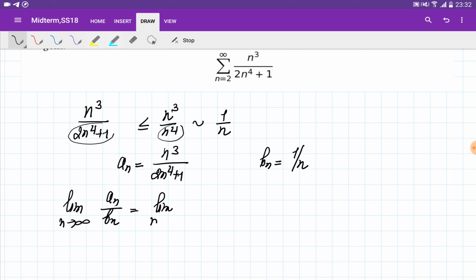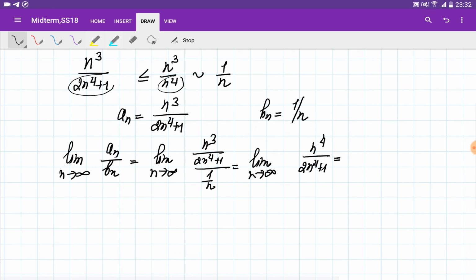So let's find this. Limit as n goes to infinity. It's going to be n cubed divided by 2n^4 plus 1, divided by 1 over n, right? So 1 over n goes up, and I can multiply this by n. So this is going to be the limit as n goes to infinity of n to the power of 4 divided by 2n to the power of 4 plus 1, right? So I can divide both numerator and denominator by n^4, and this is going to be the limit as n goes to infinity of 1 divided by 2 plus 1 divided by n^4. When n goes to infinity, this term goes to 0, and what is left is 1 over 2.